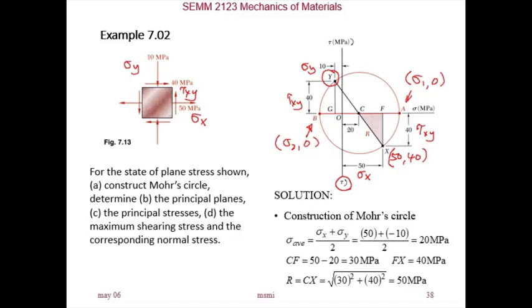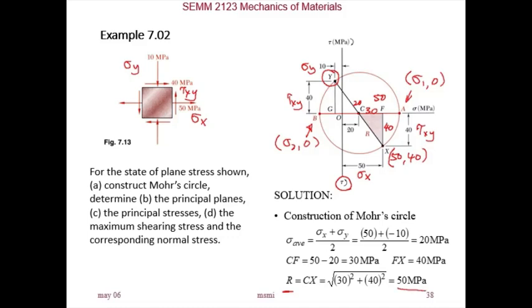So from geometry, we know that point F is sigma x or 50. Point C is the average value of the normal stresses, which is 50 minus 10 divided by 2. Right? So it is 20. So that's sigma average. If that is 20, that is 50. So the length CF will be 30, right? If CF is 30, Fx is 40. Remember? That's tau xy. So that is 40. So the hypotenuse will be easily found using Pythagoras theorem, right? R or Cx is equal to square root of 30 squared plus 40 squared, or you get 50 megapascal.